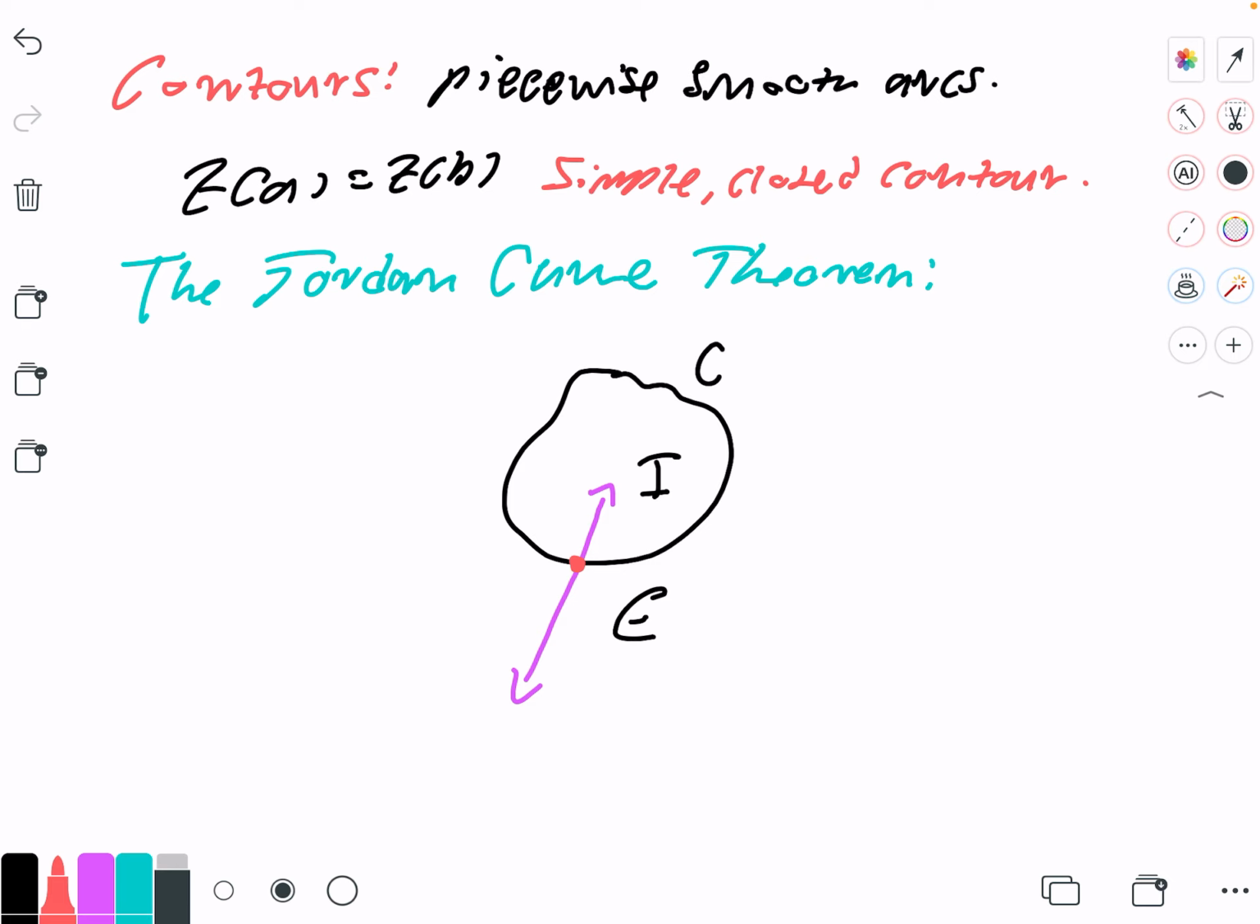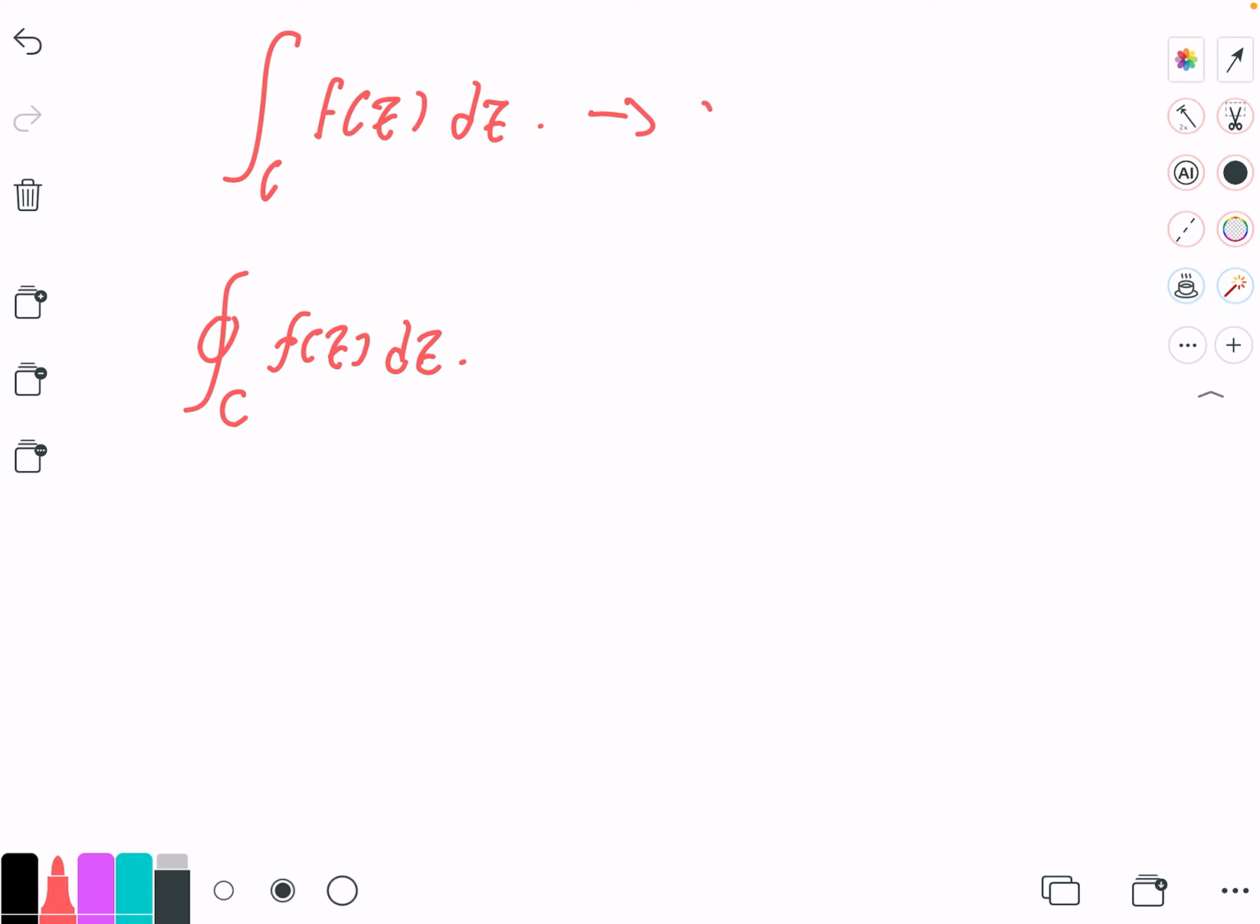So now how do we write a contour integral? Again, it's going to look really familiar to those of you who have done vector calculus. We denote the contour integral of f over a contour C by that. And if we are integrating over a simple closed contour, then we use a slightly different notation. We have a circle on the integral to denote that the path we're taking is closed. So this is contour, and this is simple closed contour.